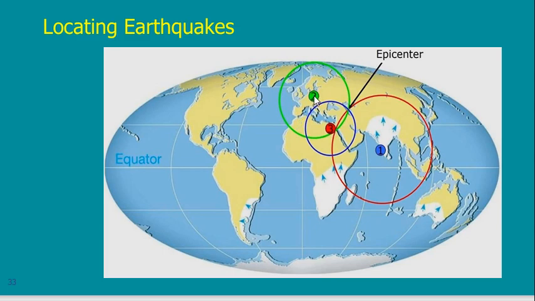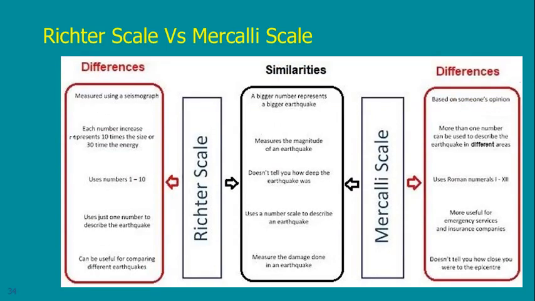Then if I have results coming from Europe, this result will give me this green circle. So this circle will intersect with this point. So this is the epicenter or the origin of the earthquake. So the minimum number I need to define the location of the earthquake is 3 recording stations on the earth. This is very important.